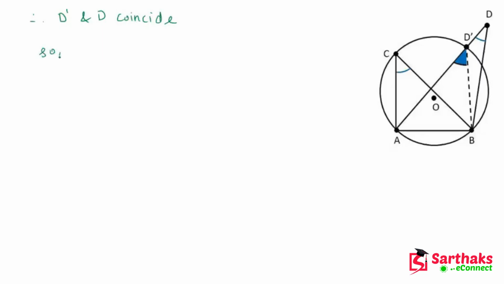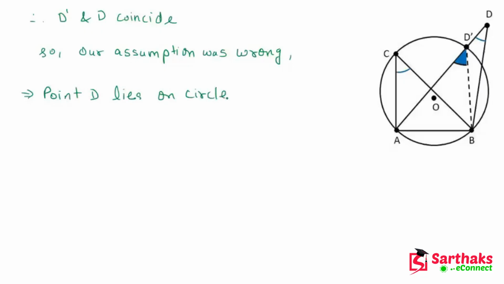So our assumption was wrong. So we can say point D lies on the circle. It means we can say A, B, C and D are concyclic, and proved. Okay, my dear friends, I hope you understand these things. Yes, so now let's move on.